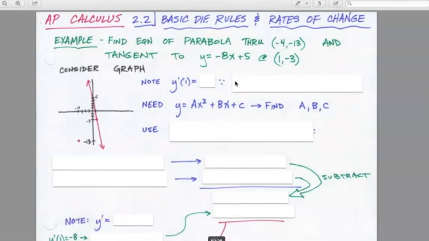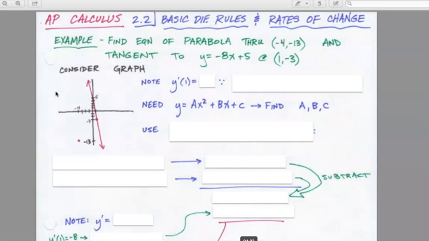One example that I thought was relevant that you might need help on for your assignment today. This one says, find the equation of the parabola through the point -4, -13, and tangent to the line y equals -8x plus 5 at the point 1, -3.